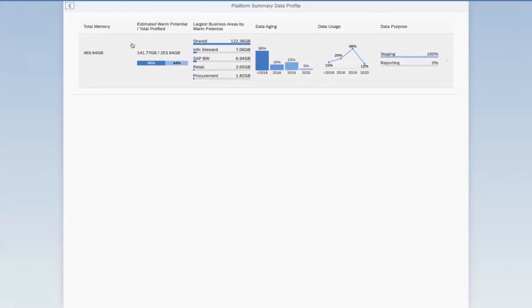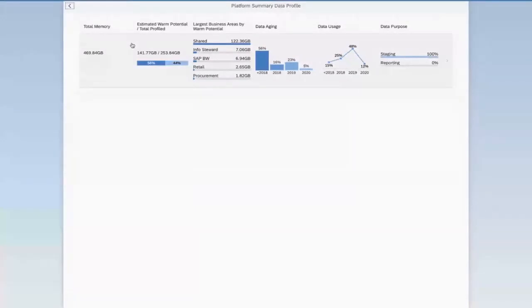That's completely configurable, but in our example, we see that the majority of it is actually sitting in the shared business area, which is quite generic, but we'll go into that in a little more detail in a second. After that, we come to the things that are actually going to give you more information about what is sitting where and how much is used.